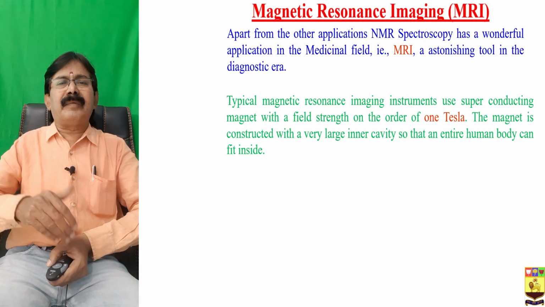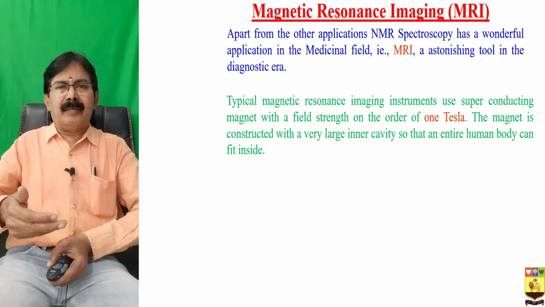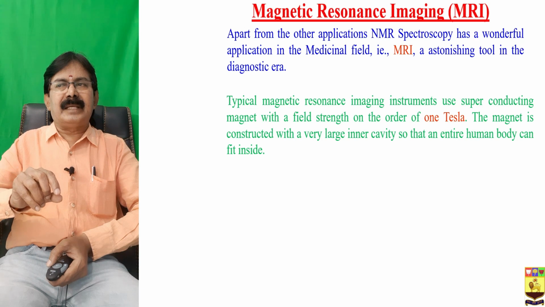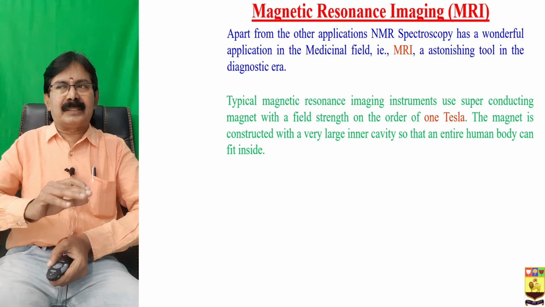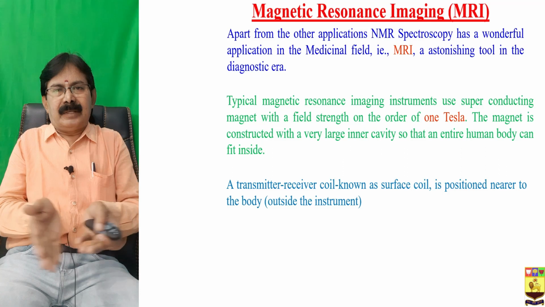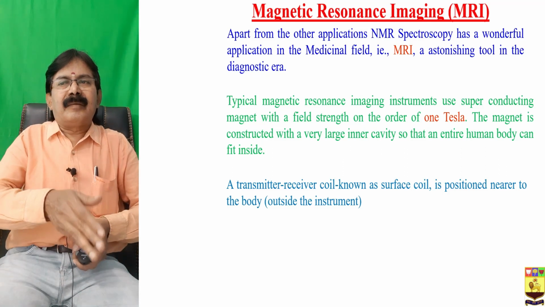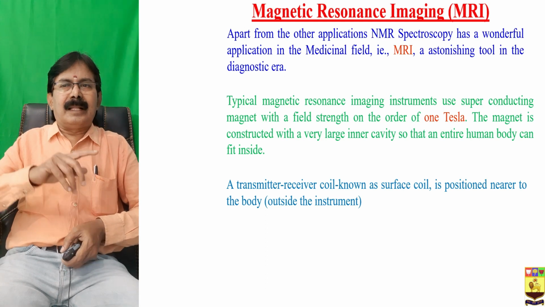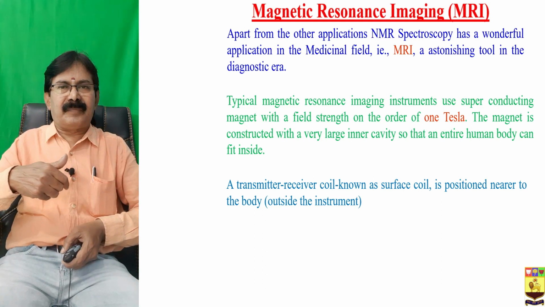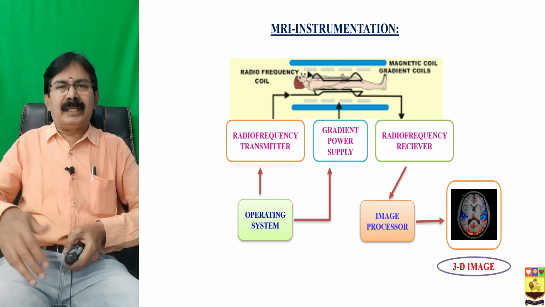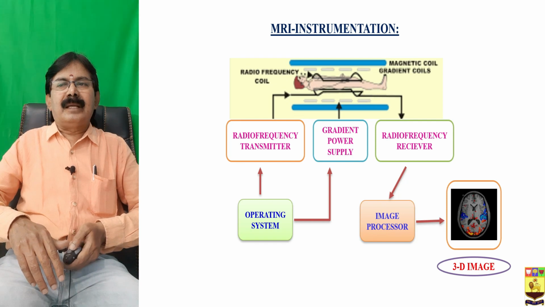So what we are doing here: a typical magnetic resonance imaging instrument uses a superconducting magnet with a field strength on the order of 1 Tesla. The magnet is constructed with a very large inner cavity, so that the entire human body can fit inside. I will show the diagram. The transmitter receiver coil, known as the surface coil, is positioned nearer to the body, that is, outside the instrument.